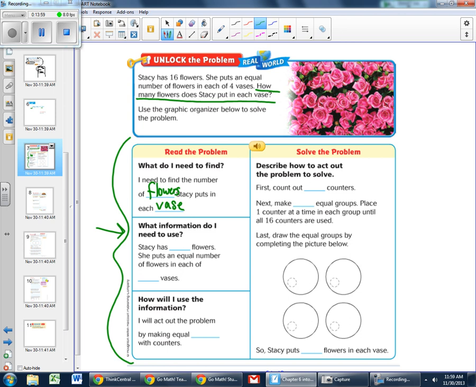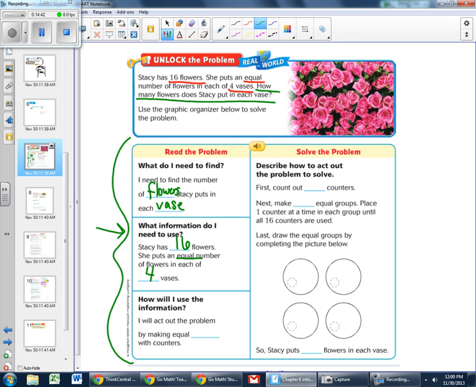What information do I need to use? I need to go back into my problem and read it again. Just like reading, we reread, reread, reread. I know that Stacy has 16 flowers. She wants an equal number, and she has 4 vases. So an equal number, meaning each vase is going to get the same amount of flowers. She has 4 vases, and she has 16 flowers in all. So going back to our problem, Stacy has 16 flowers. Again, she's putting an equal number of flowers. And how many vases did she have before? Going back up into the problem, she has 4 vases.